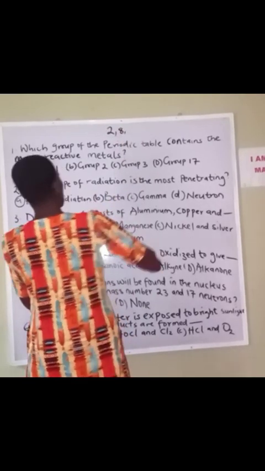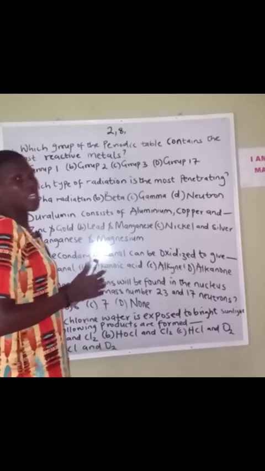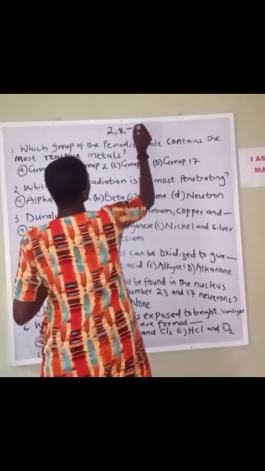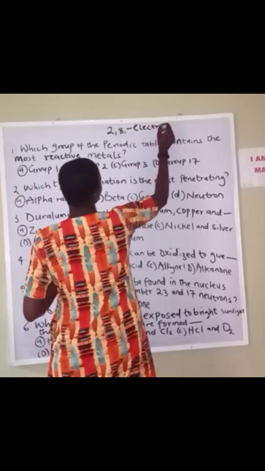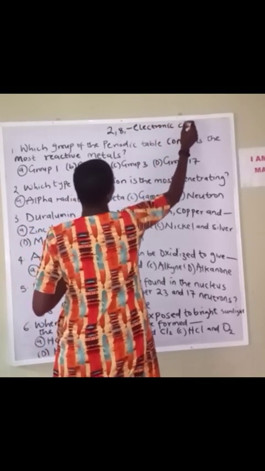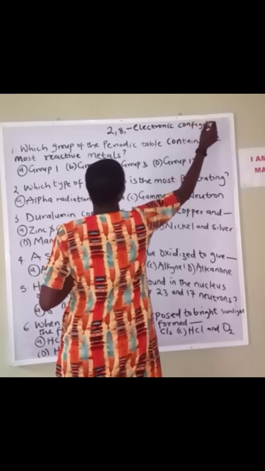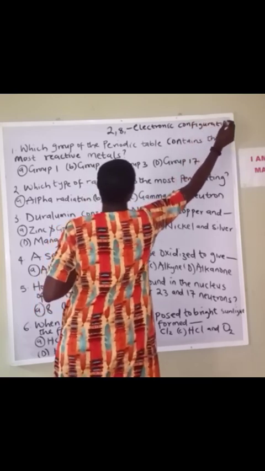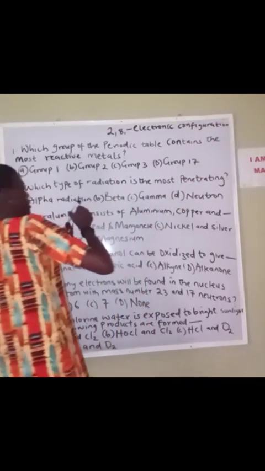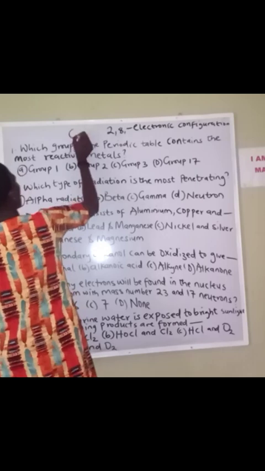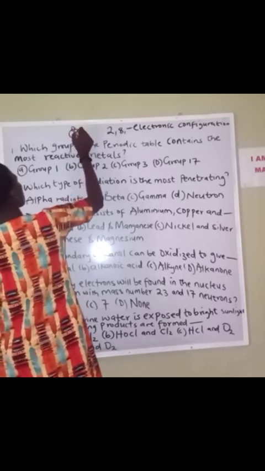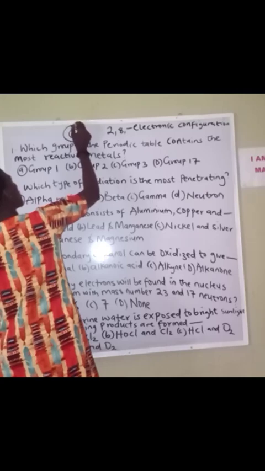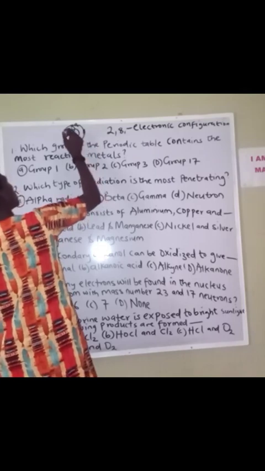Which element has this electronic configuration, 2, 8? This is called electronic configuration. What it means is that the first shell has 2 electrons, then the outermost shell has 8 electrons. That's 2, 4, 6, 8.